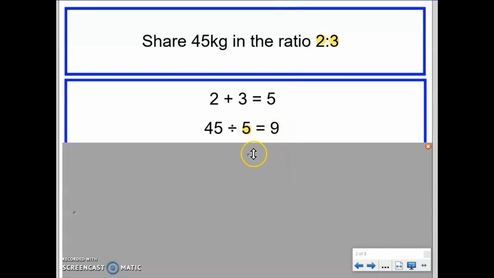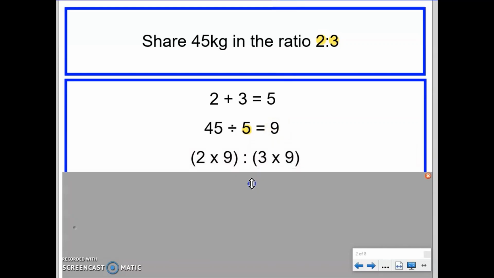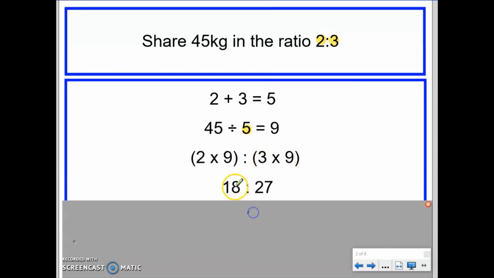Step 3, I'm going to do a couple of multiplications. Now I know that every one part is worth 9. This side of the ratio includes 2 parts, so 2 times 9 is going to tell me I have 18 on this side of the ratio. And there's 3 parts on this side of the ratio, so 3 times 9 is going to tell me I have 27. So what I'm left with is the split of 45 kilograms based on this ratio. The 2 side is worth 18 and the 3 side is worth 27.